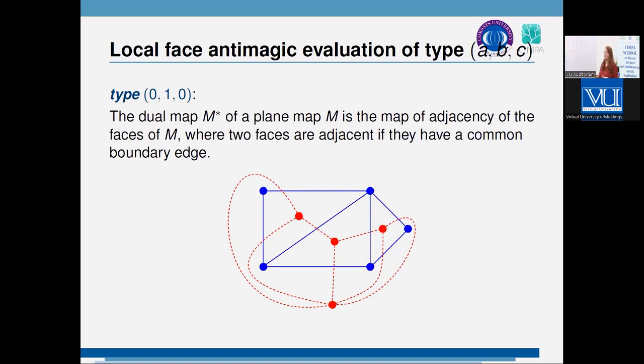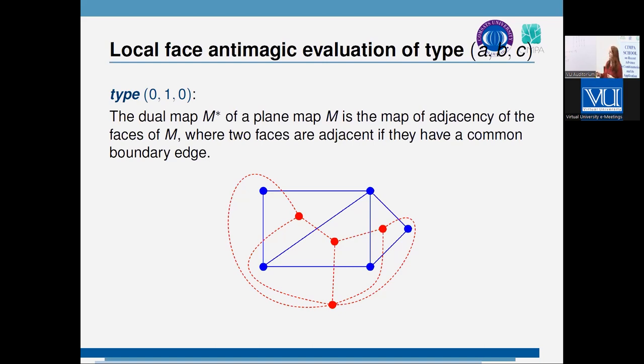And now, when we would like to deal with the type 0, 1, 0, first I will tell you what the dual map of a plane map is. Consider that we have a map, the blue one. What is the dual map? It is the map of adjacency of the faces of M, where two faces are adjacent if they have a common boundary edge. So we have the blue graph, and here we have how many faces? This is the first one, so we put a vertex here. Then we have this face, so we put a vertex here. We have this triangle, we put a vertex here, and then we have one external face, so we put another vertex.